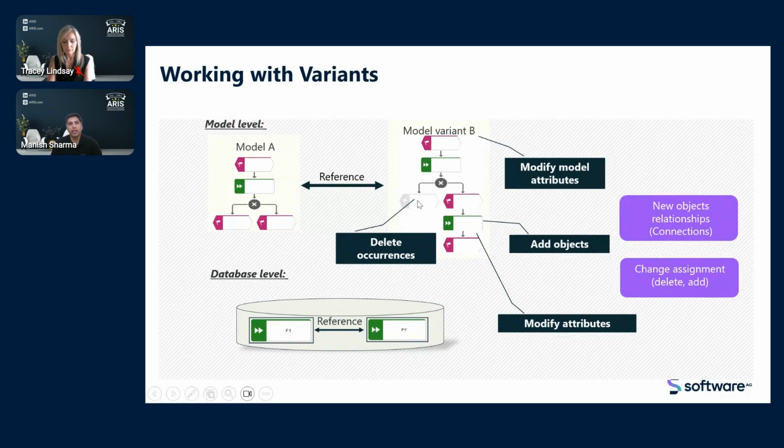What that means is you can add new objects to it, you can delete the existing objects, you can make changes to its attributes. So, for example, the model owner for variant B is somebody else compared to the model owner for model A. So you can change the variant properties at both model level as well as object level. And of course, you can also change the relationships as well as assignments.